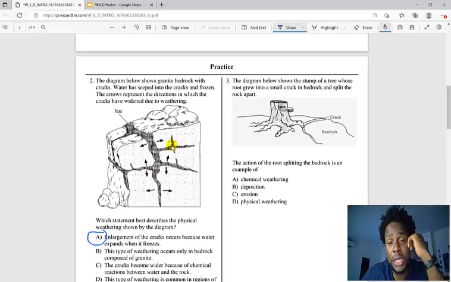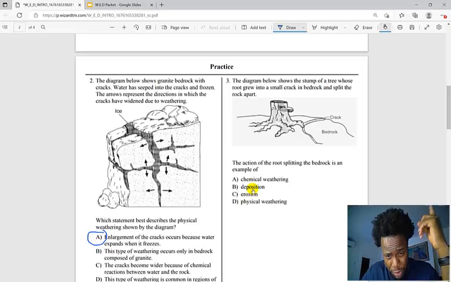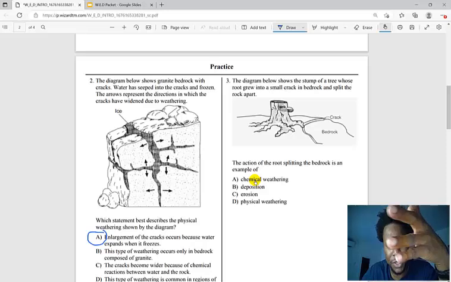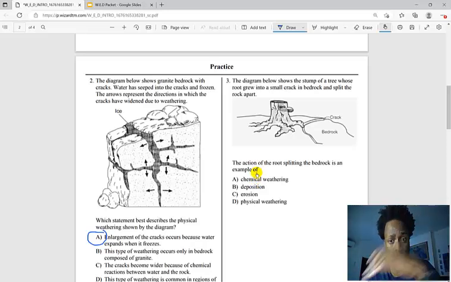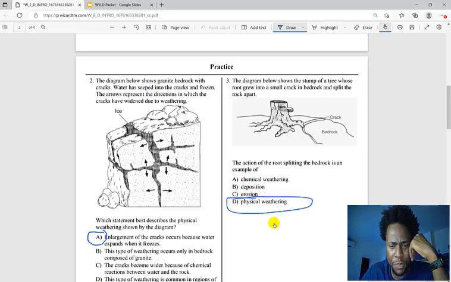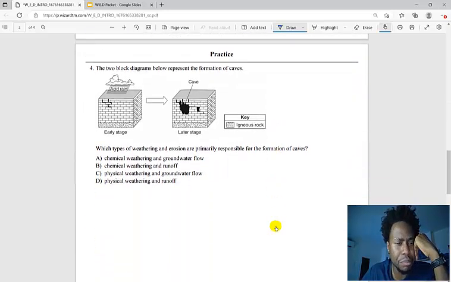Question number 3. The diagram below shows the stump of a tree whose roots grew into smaller cracks in the bedrock and split the rock apart. The action of this root splitting the rock is an example of chemical weathering? No. Deposition? No. Erosion? No. Erosion is the movement of sediment. Deposition is the dropping of sediment. Chemical weathering is a result of reaction. There's no reaction here. It is physical. You're just splitting the rock in two without changing its chemical composition. So our correct answer here would be physical weathering, option D.